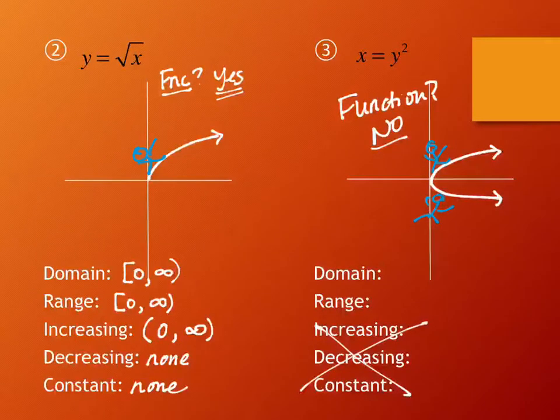So when you fail to have a function, you don't even have to do as much work because you don't have to talk about it increasing or decreasing or constant. You do still have, however, a domain and range. The domain and range exist whether you have a function or not.